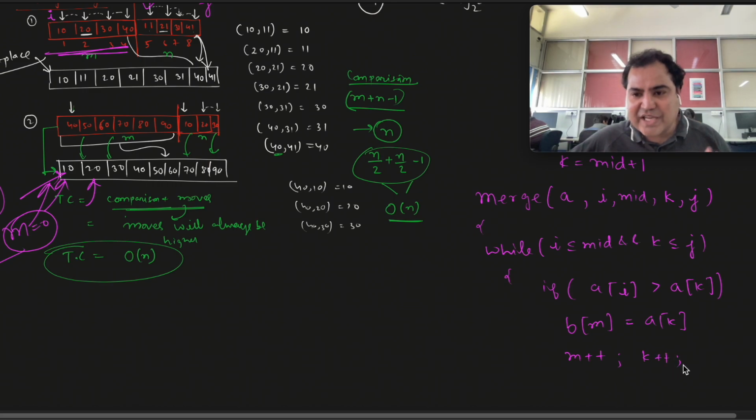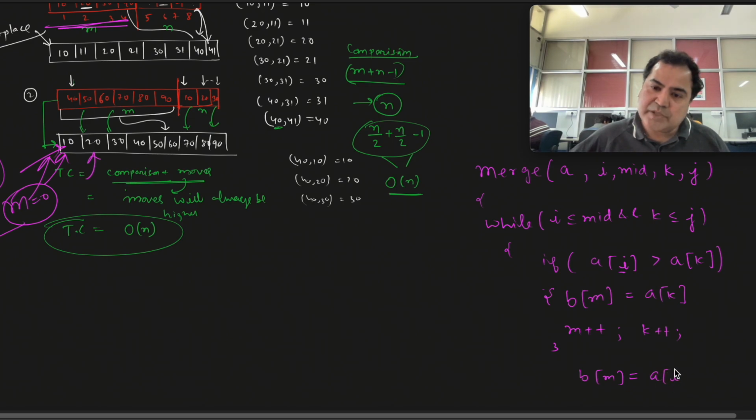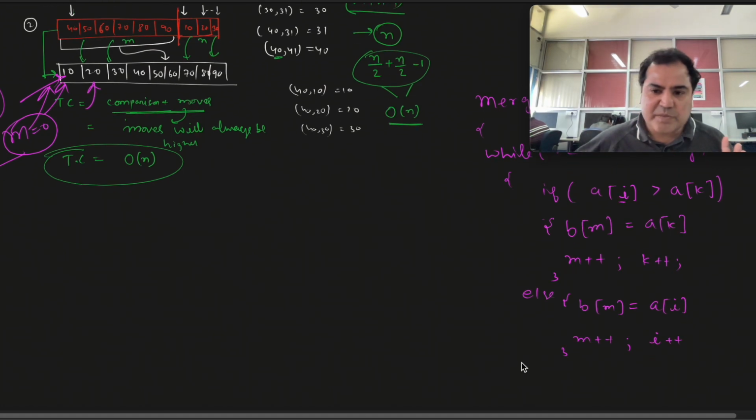And if this is not the case, then what happens? If this thing is not the case, then the i value is smaller than k, right? Then what do we need to do? B of m is equal to A of i. That means the i value is smaller, right? And now m plus plus, anyway m we need to increase, right? And in this case move i plus plus, the way we have understood, right? So this is the else part, right? And this sums up your algorithm itself. And this is the complete while loop, you have to do it, right?